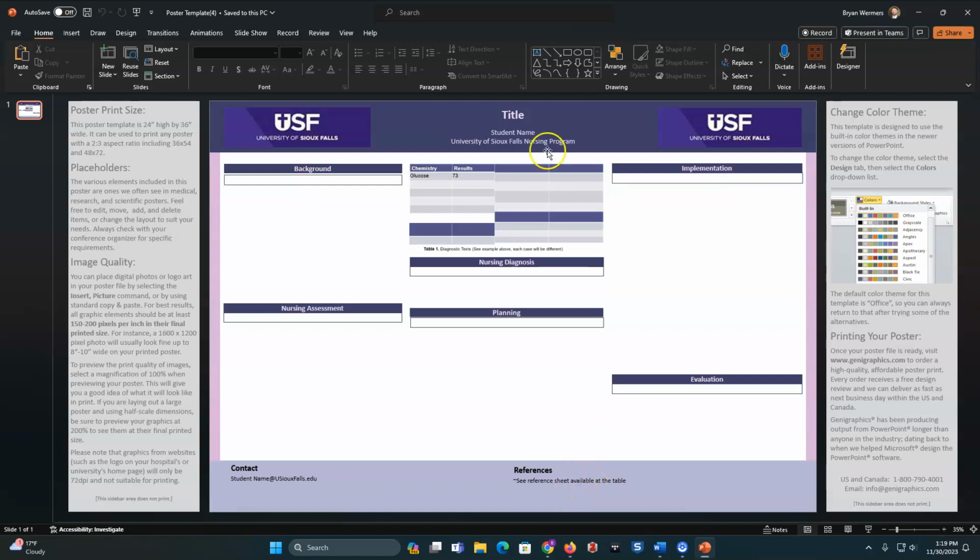But this is not your first rodeo. You've seen this before, you've made posters before, but this is the template that we want you to use. So make it your own. Once again, do not put any pictures of your patient per se, but you can put some graphics on here if that would help your poster and to grab the attention of your audience.